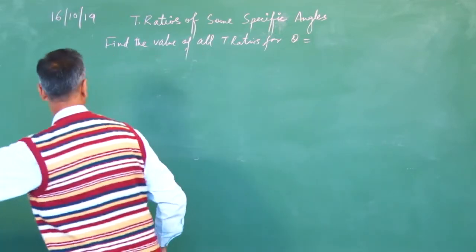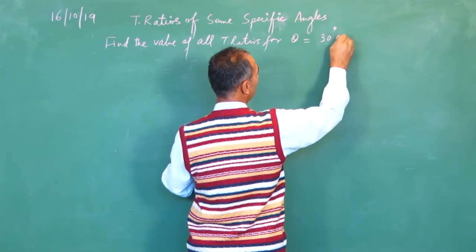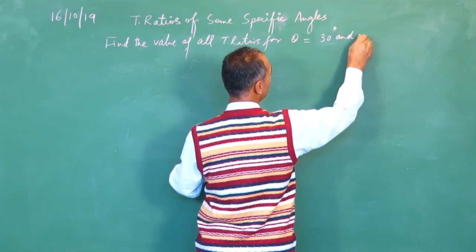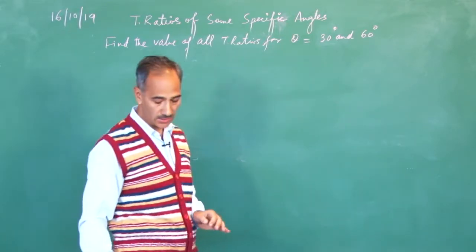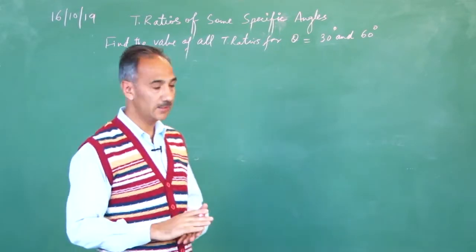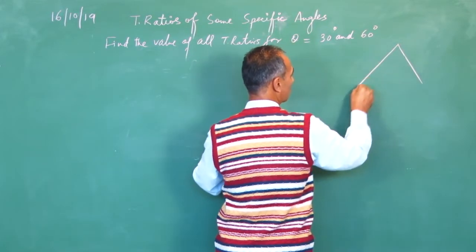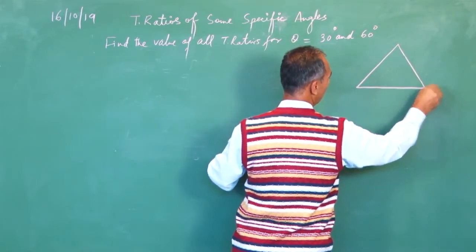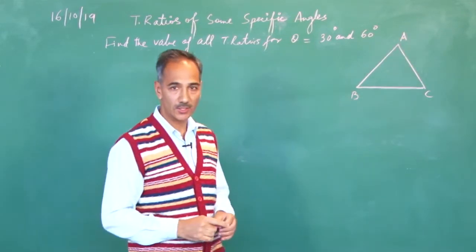So find the value of t ratios for theta equal to 30 and 60. So we'll do it together. Now in this case what we'll be doing is taking an equilateral triangle. Let's take ABC, an equilateral triangle. That means all three sides are equal.